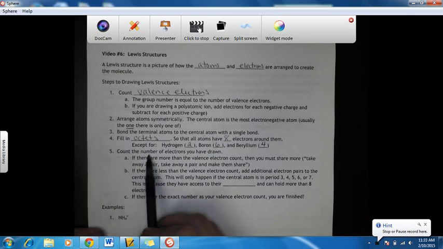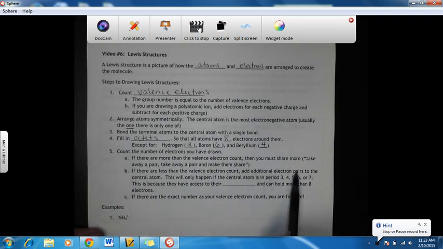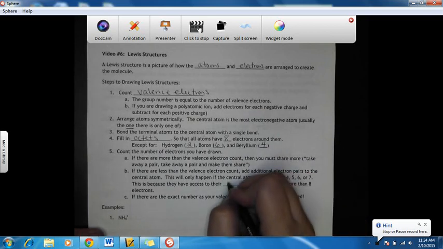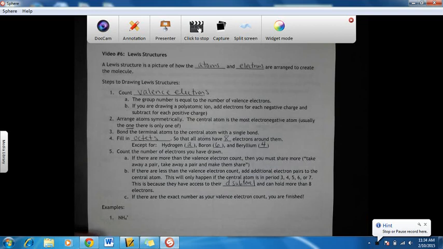Then we'll count the number of electrons that we've drawn. If there are more valence electrons than we had in our count, then we have to share more. And if there are less, we'll have to add additional electron pairs to the central atom. This will only occur if the central atom is in periods 3, 4, 5, 6, or 7. And the reason they can do this is because they have access to their d subshell, or sublevel, and they can hold more than 8 because of that d sublevel. And then if there is an exact number of valence electrons in your count, then you're finished.